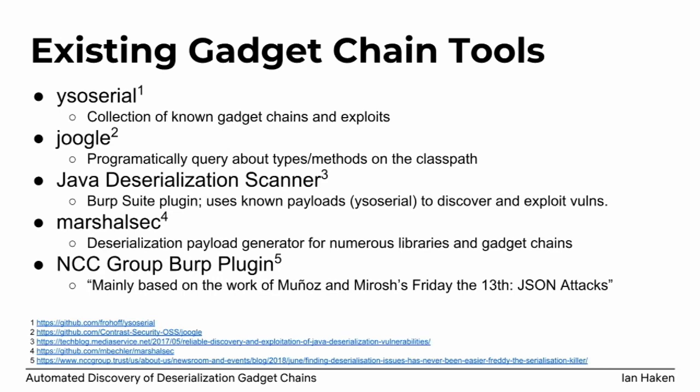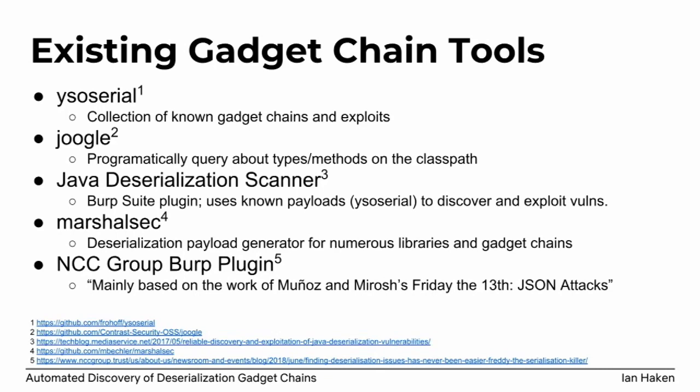So what tools are out there? I've talked about Why So Serial. Jugal is another interesting project that allows you to programmatically query things about data types on your class path. If you're manually building up a gadget chain one link at a time and you want to know, for example, what are all the implementations of map on my class path, that thing will give you that answer. On the other hand, if there's 5,000 implementations of map on your class path, that's a lot of stuff to then sift through and find out if any of those do anything interesting.